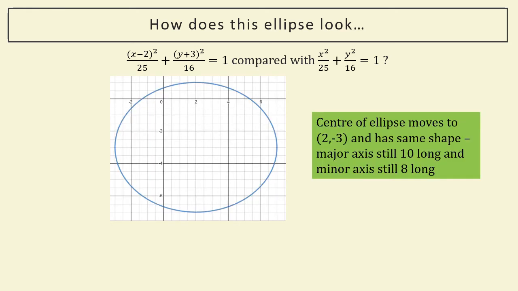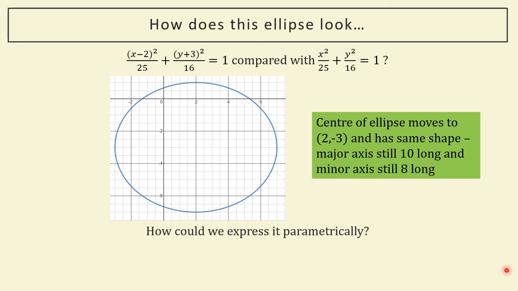Well, what happens? The center of the ellipse just moves to the point (2, minus 3). It's still going to have exactly the same shape. The major axis is still going to be 10 long, and the minor axis is still going to be 8 long. But that center has moved to this point (2, minus 3). Okay, we've still got a major axis that's 10 long. We've still got a minor axis that's 8 long.